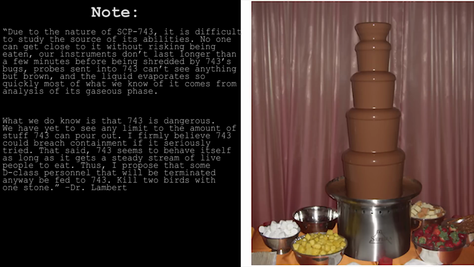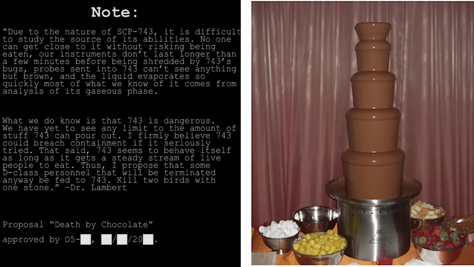What we do know is that 743 is dangerous. We have yet to see any limit to the amount of stuff 743 can pour out. I firmly believe 743 could breach containment if it seriously tried. That said, 743 seems to behave itself as long as it gets a steady stream of live people to eat. Thus, I propose that some D-class personnel that would be terminated anyway be fed to 743. Kill two birds with one stone. Dr. Lambert. Proposal: death by chocolate approved by O5-blank on an unknown date.